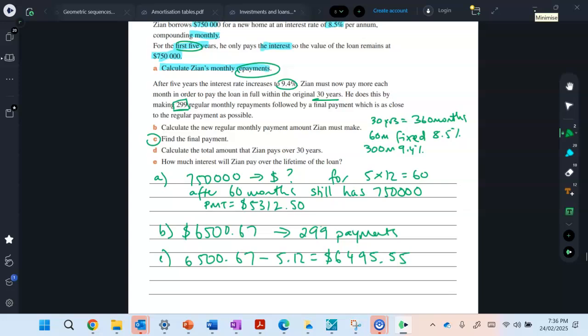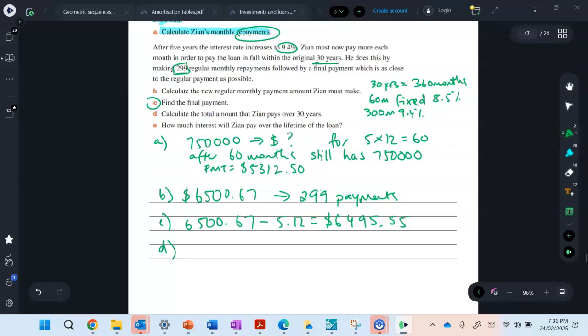Part D, calculate the total amount Zion paid. And when I was listening back to my video, I was like, oh, I'm pronouncing Zion, but I would say it's Zian, or Zion, you know, I don't know.